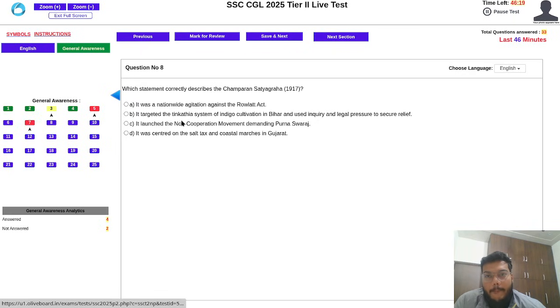Which statement correctly describes the चंपारण सत्याग्रह? It was nationwide agitation against roll attack. Nationwide नहीं था, roll attack नहीं था. It targeted the तिनकतिया system in Bihar and used inquiry relief process to ensure relief.